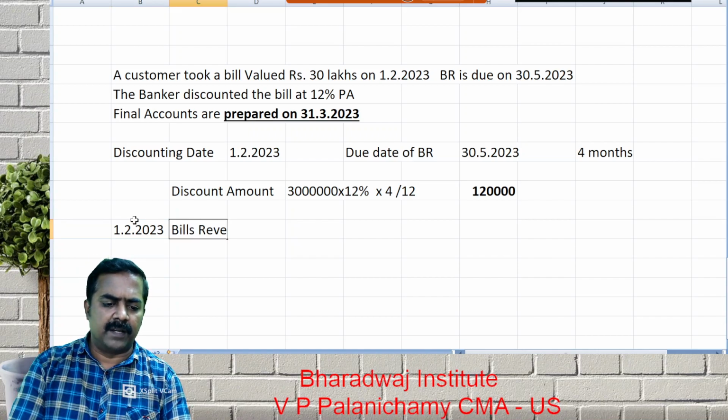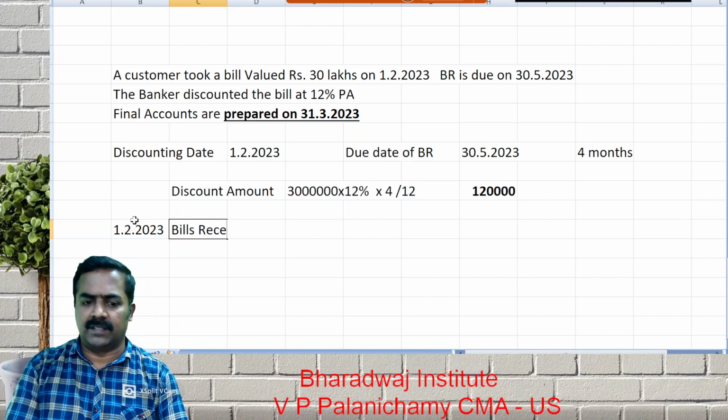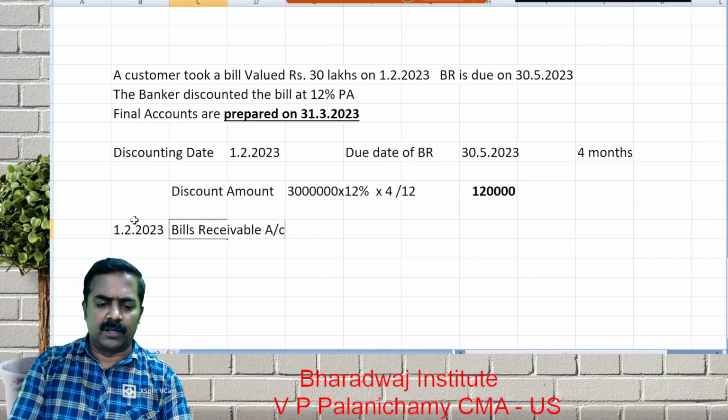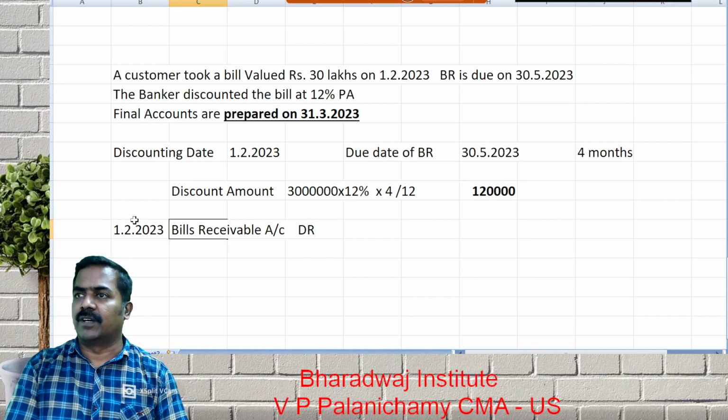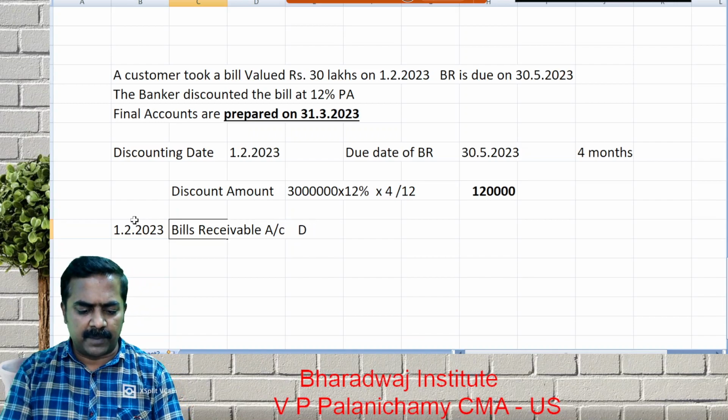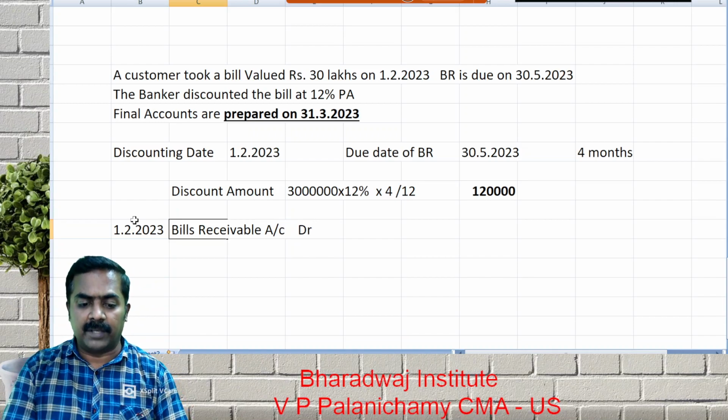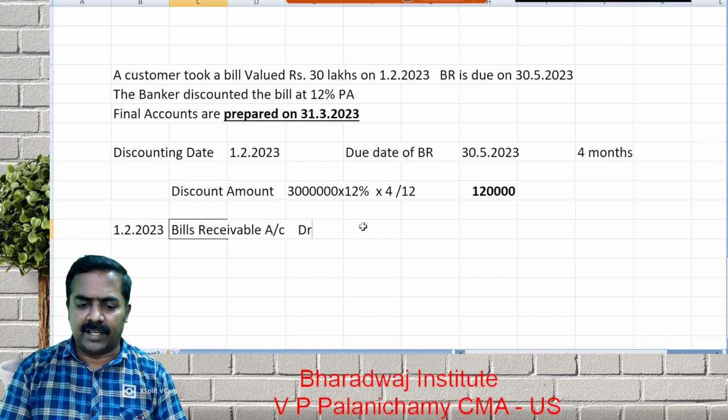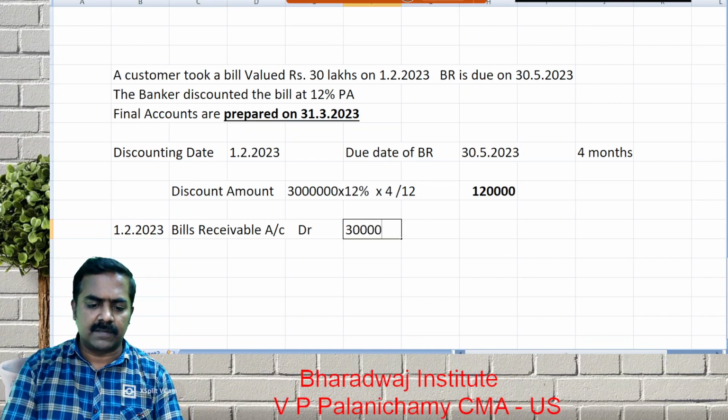Bills receivable account debtor. Debit what comes in? Customer will be credited. For us, we get the bill. Bills receivable account debtor. Don't take up the entry. I'm making a mistake. Bills receivable account debtor. How much is the bill value? 30 lakhs.